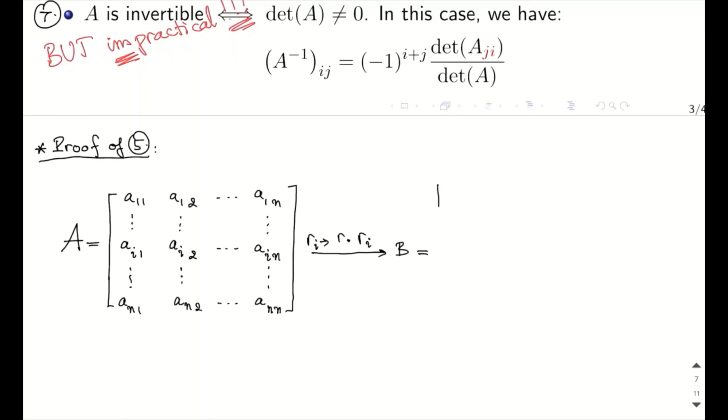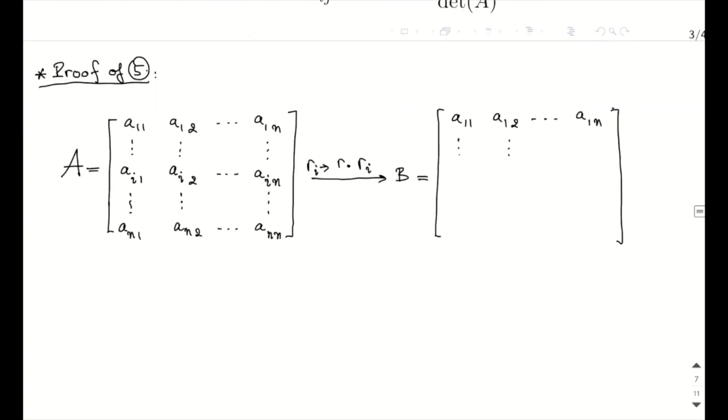And so what actually B is: A11, A12, because you do not do anything on row 1. All the rows are going to be kept the same, like the last row, AN1, AN2, ANN. Only the row I will be looking a little bit different. That is, you are going to give every entry a scale by a number R. So R times AI1, R times AI2, and then R times AIN.